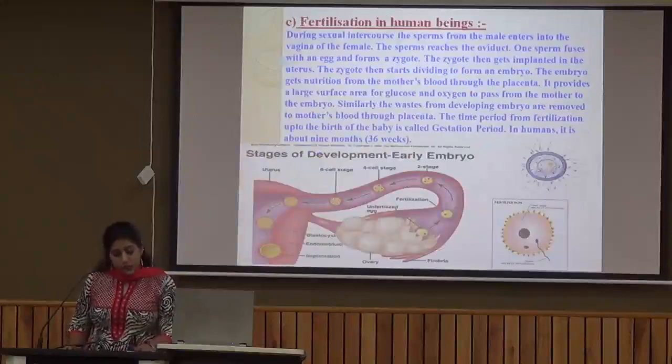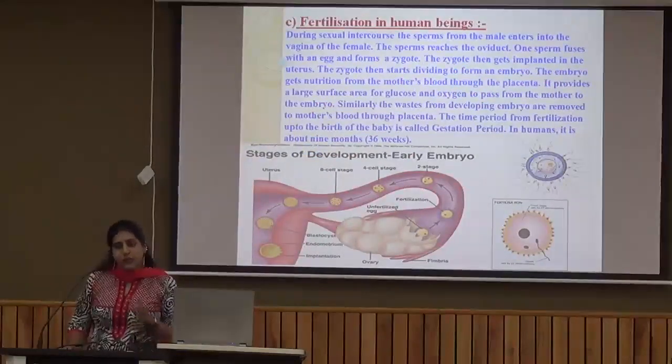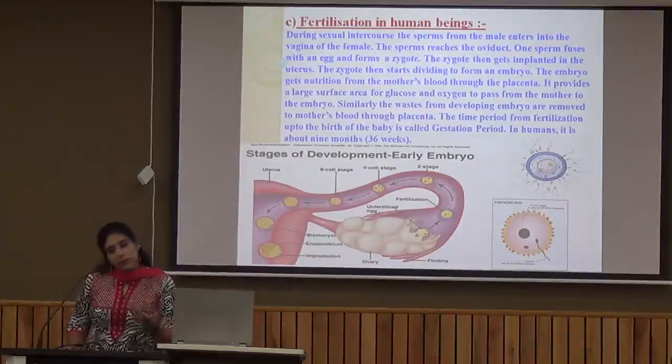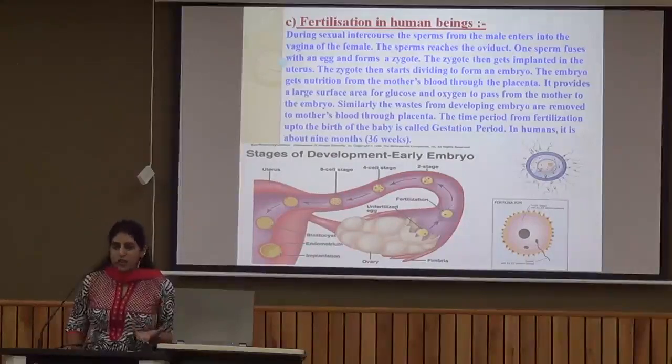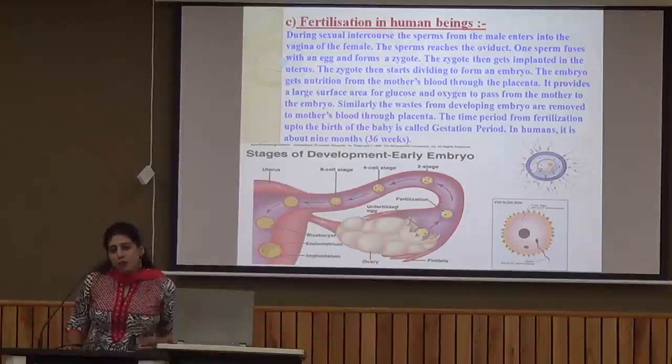So once it comes here, it gets implanted. That means the embryo gets attached to those walls. And the embryo will keep on dividing, but that embryo is attached to the mother's body. That embryo is a child. It is attached to the mother's body with the help of a disc-like structure, the placenta, which is responsible for the transfer of oxygen and the other food and nutrient requirements for the development of a baby.